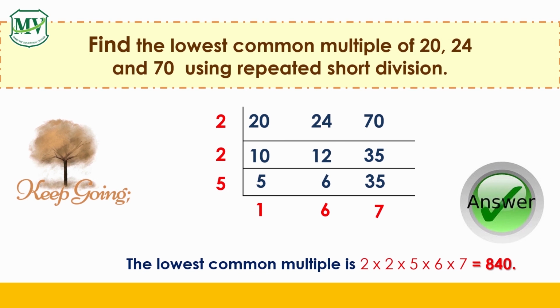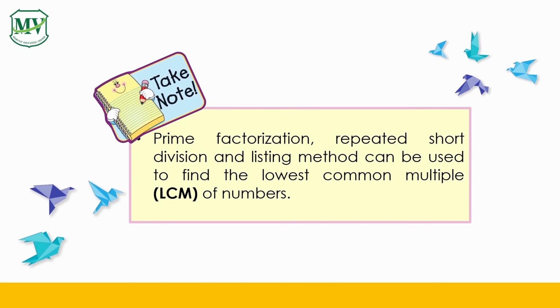Did you get the correct answer? You've done a great job today! Please take note that prime factorization, repeated short division, and listing method can be used to find the lowest common multiple, LCM, of numbers.